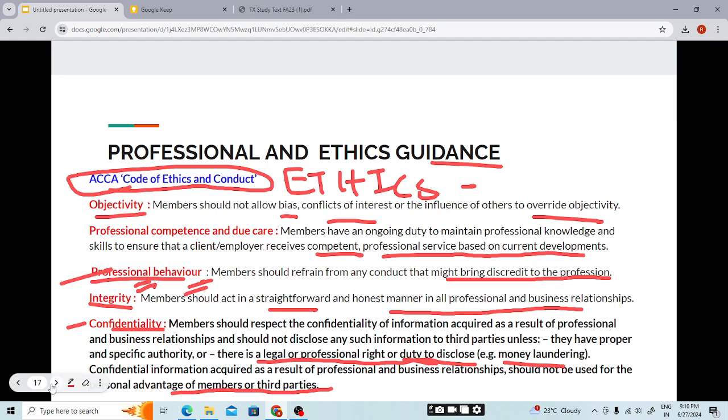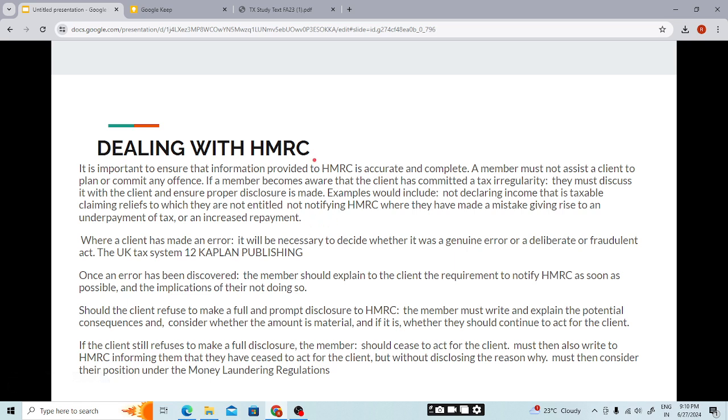Now we'll be moving to the next slide: dealing with HMRC. See, if your client in the UK has made some error and is not disclosing it to HMRC, how will you deal with HMRC? We have some criteria for what we need to do if he is not following our orders, and what suggestions we need to give. We'll be studying it.